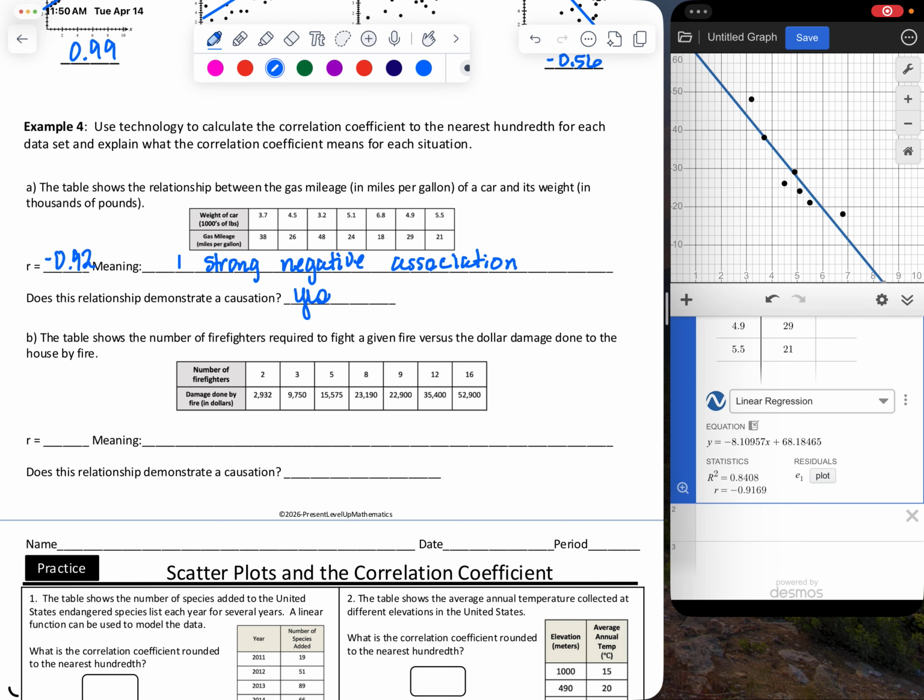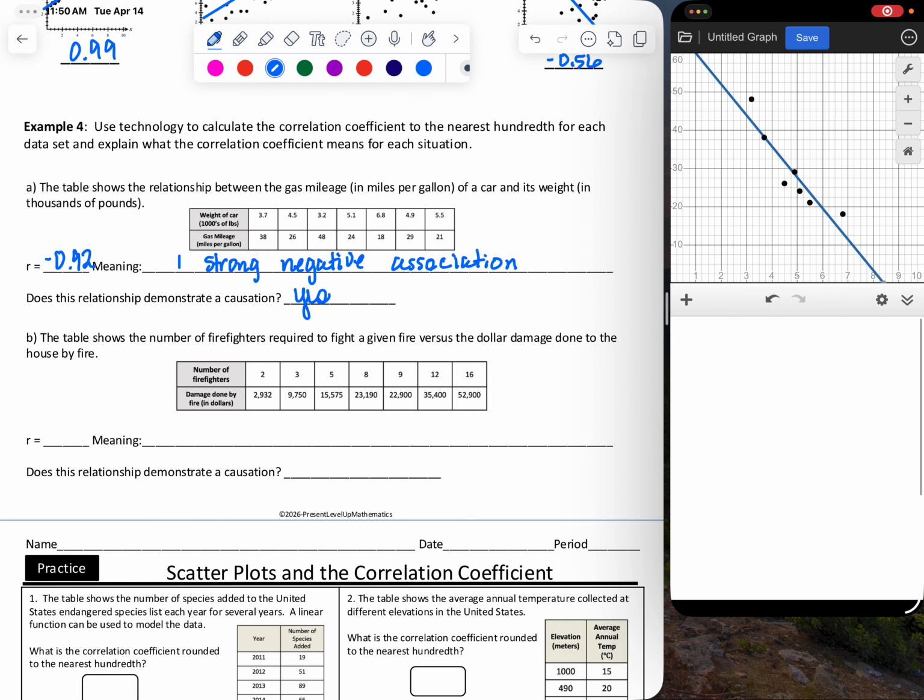The weight of your car in general determines what kind of gas mileage you're going to get. So if you have a really large pickup truck that's lifted and it weighs a lot, in this case, thousands of pounds, then yes, it's going to get very bad gas mileage. Okay, so definitely a causal relationship here. Now, let me delete that and we'll go to another example.